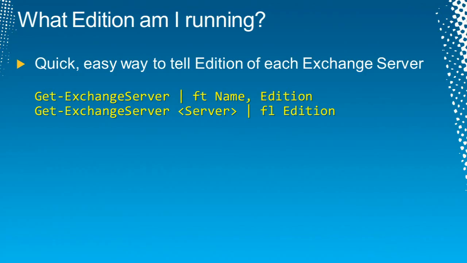If I do Get-ExchangeServer up at the top, that's looking at all my servers, and it's going to give me the name and the edition of all those servers. If I do Get-ExchangeServer with a specific server name, it's going to tell me just the edition of that server itself. And that way, you'll know at a glance whether or not you're running Standard or Enterprise.